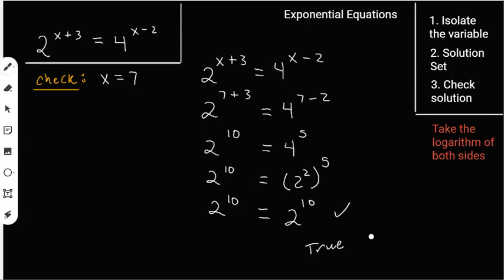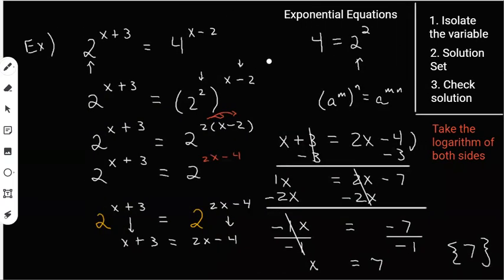So if I get a true statement from my check, I know that 7 is going to be a solution for this equation. So 7 is going to be the answer for this one. I put that in my solution set because the solution set is going to contain every solution for this equation.